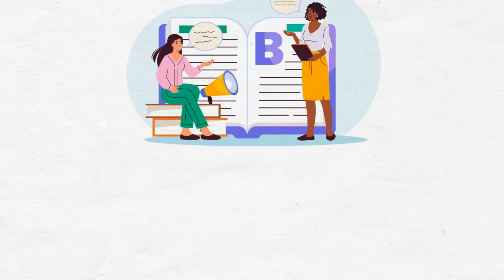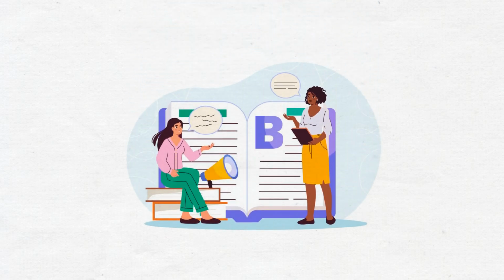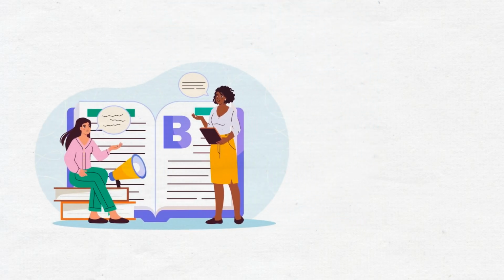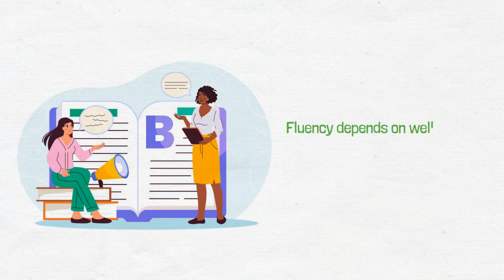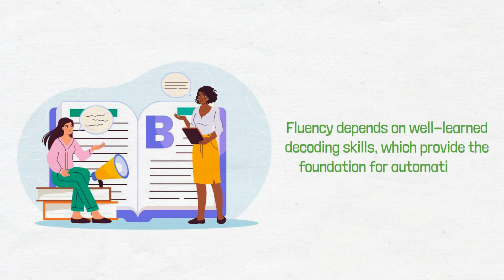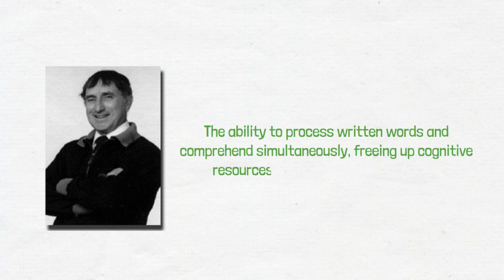Fluency is more than speed. It encompasses accuracy, expression, and comprehension. At its core, fluency depends on well-learned decoding skills, which provide the foundation for automaticity. Samuels defines automaticity as the ability to process written words and comprehend simultaneously, freeing up cognitive resources for understanding the text. This ability is built through practice and consistent exposure to words and patterns.